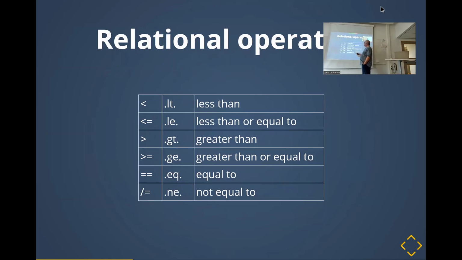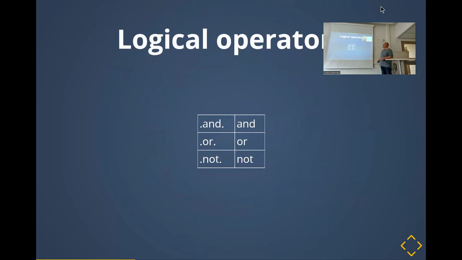So you have less than, less than or equal to, greater than, greater than or equal to, equal to, not equal to. There is also an older version here with just ASCII codes. So .lt. for less than, .le. for less or equal, which can still be used in Fortran 90, but I recommend using the modern ones. You also have the logical operators .and., .or., .not., which can be used in your if statements as well.